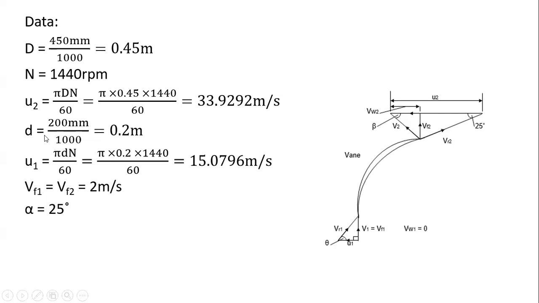Next, we have small letter d, which is 200 millimeters. So this is 200 over 1000, which gives us 0.2. Again, we use the same formula, but we introduce small letter d, so pi d N over 60. Here we put 0.2 and the 1440, then the 60. So your U1 comes out as 15.0796 meters per second.